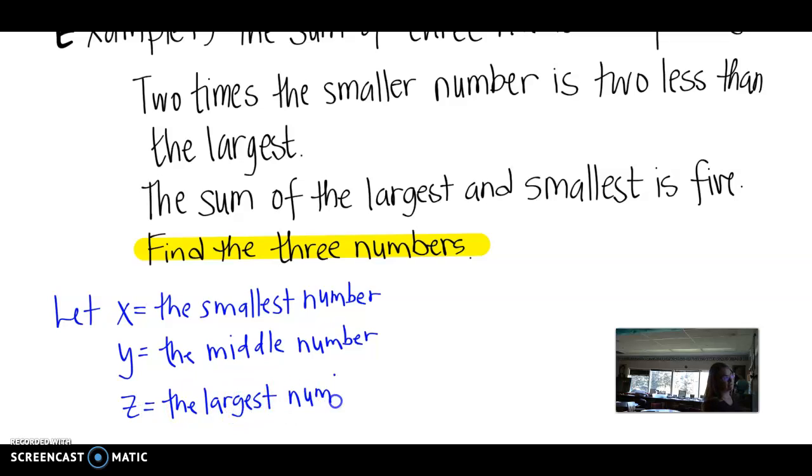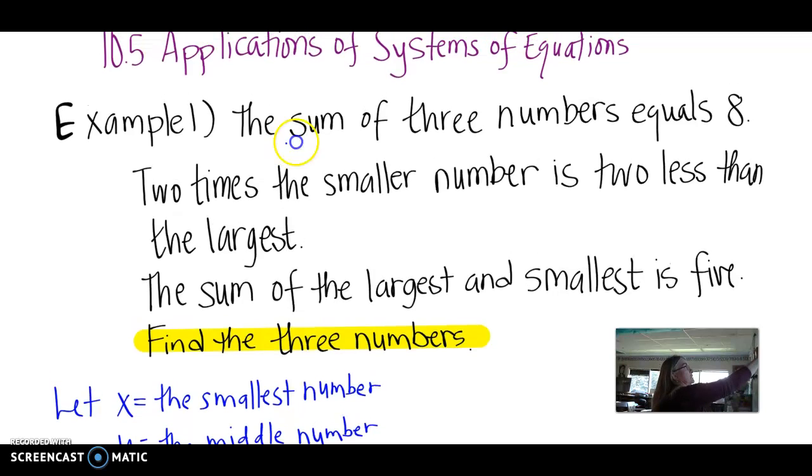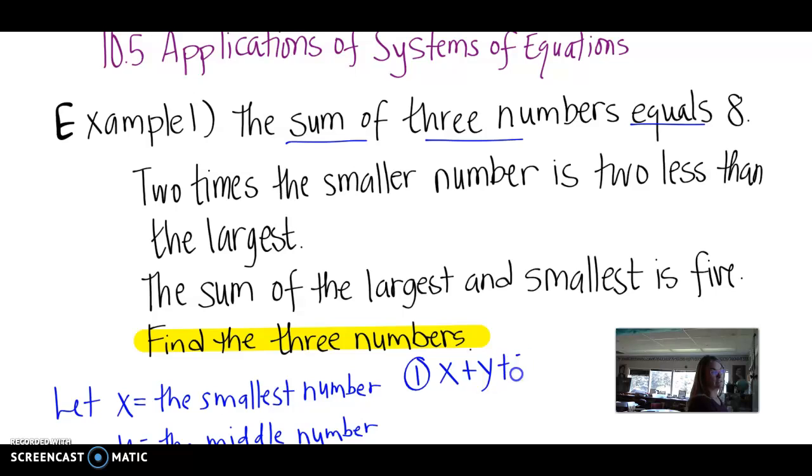So we have our three variables. Now we need to set up a system of equations based on what we're seeing here. The sum of the three numbers equals 8. So the sum means we're going to add the three numbers together and we get 8. So I know one of my equations is going to be x plus y plus z is equal to 8. All three of them added together is 8. So they must be relatively small numbers because we're adding three of them together and it totals 8. So that's one equation right there.